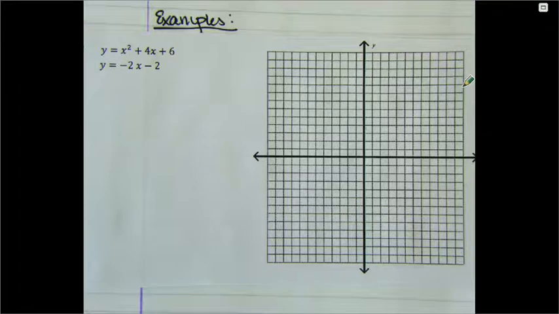Which one's quadratic? The top one. The bottom one is what? Linear. So all I want to do is put a Q next to the first one and an L next to the second one.